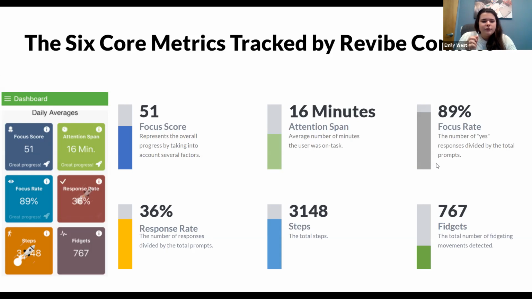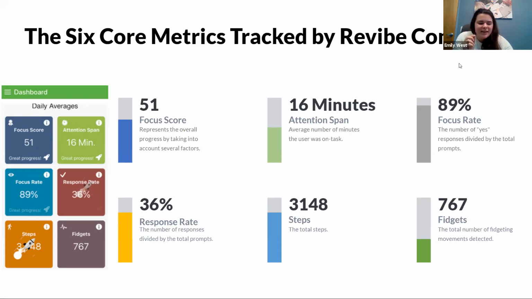Following that is the focus rate, which is just the number of yes responses divided by the total number of prompts that they responded to. So the focus rate, this is a good number to look at to see if they were more on task than not. For this user, their focus rate's 89%, which is great. That means 89% of the time when they were tapping back, they were saying yes, that they were on task or doing what they were supposed to be doing during that time.